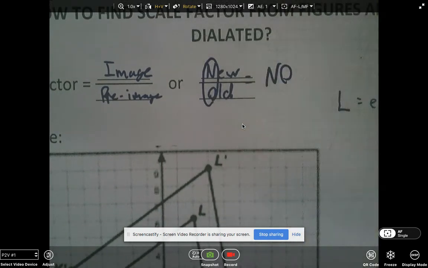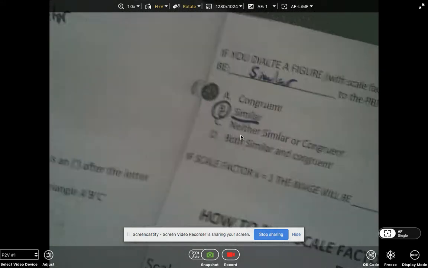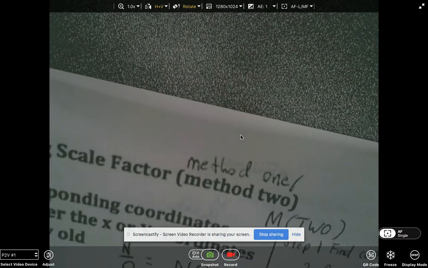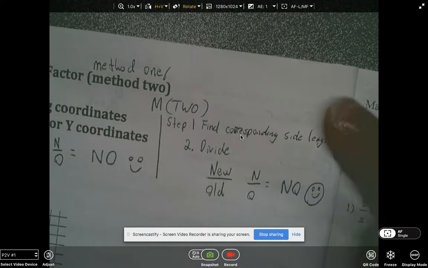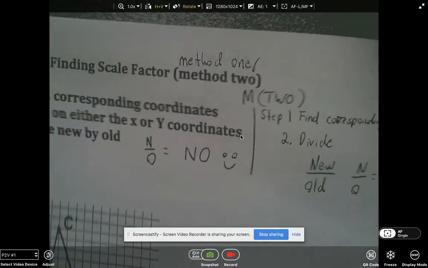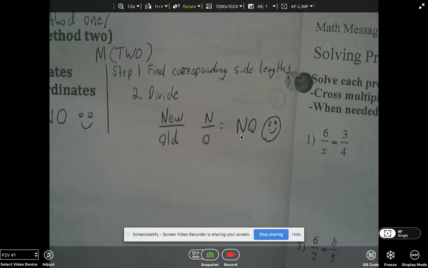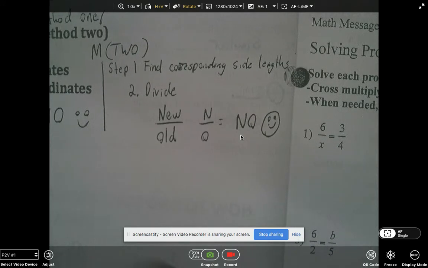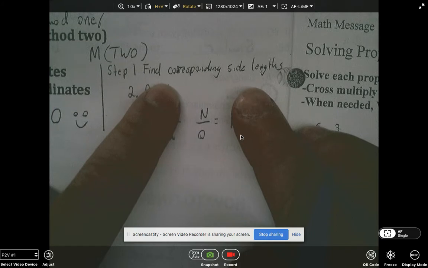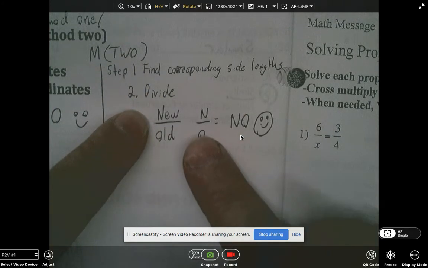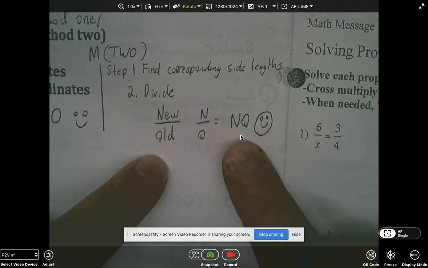All right, great. Let's turn the page and look at the last part of today's notes, which is actually practicing finding some scale factor. For today, because we're really going to get into coordinates more in the next part of the unit, let's just focus on method 2, which is finding the corresponding side lengths and dividing new divided by old. So example A.